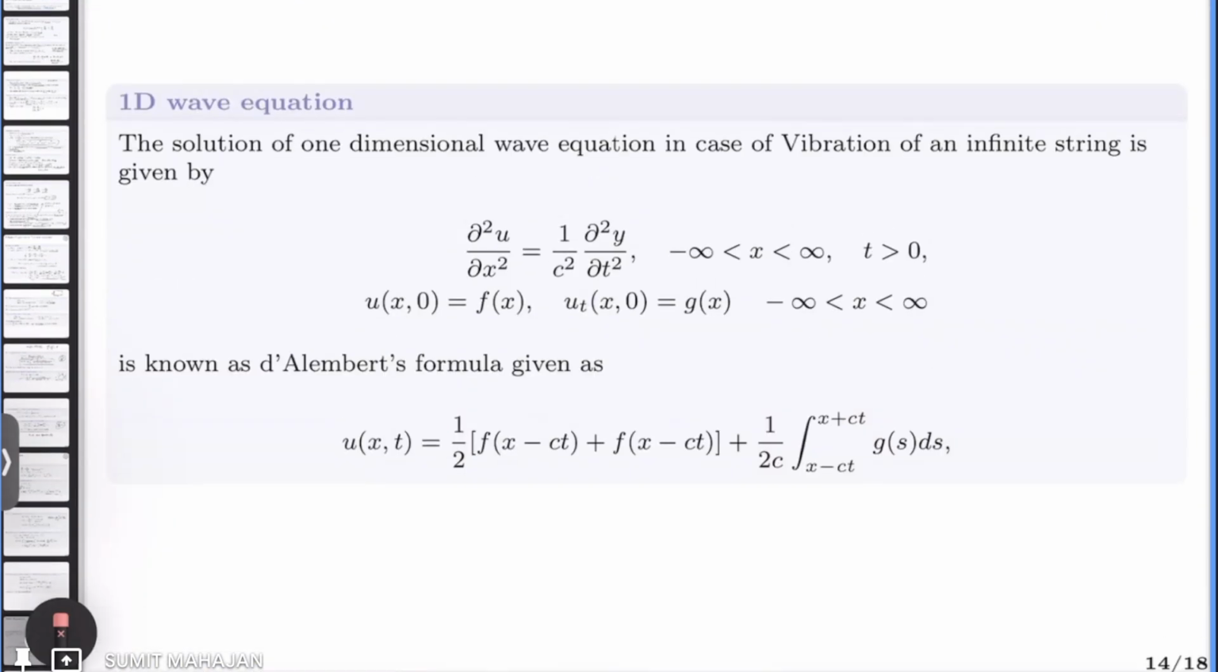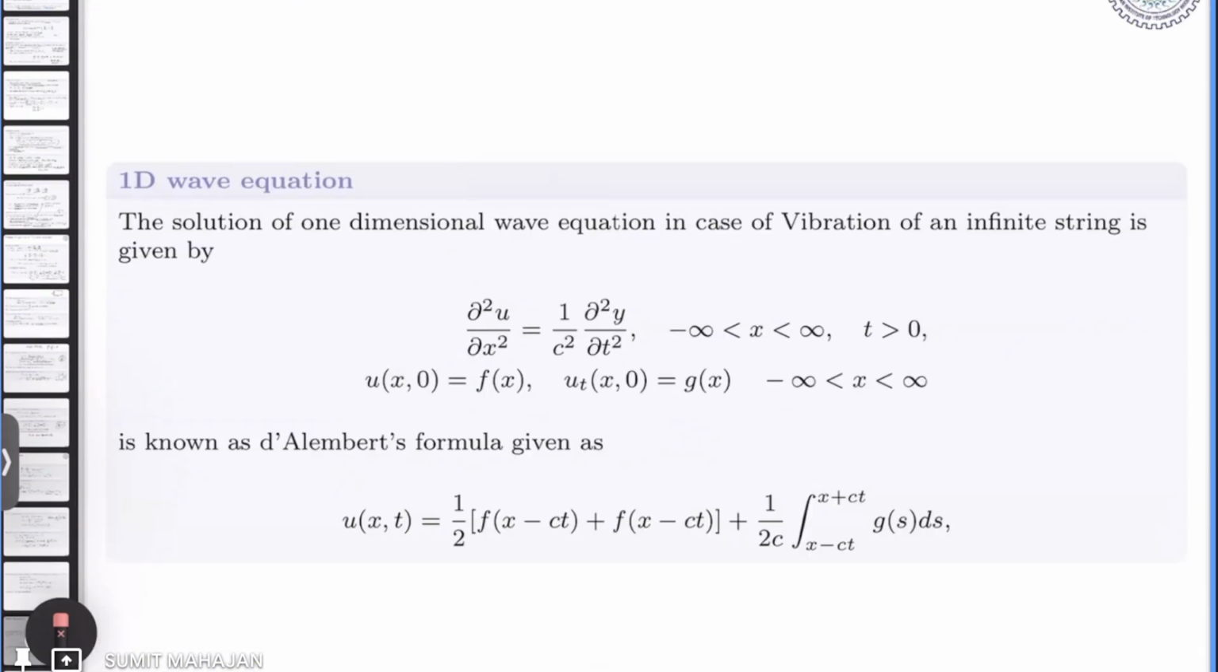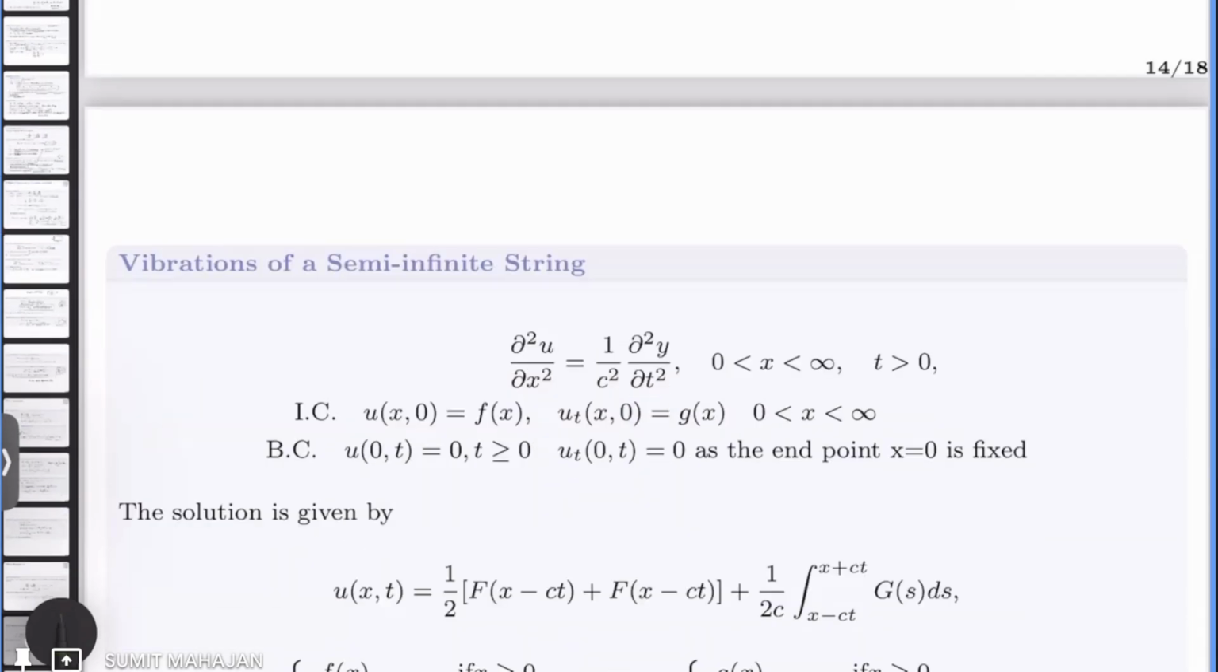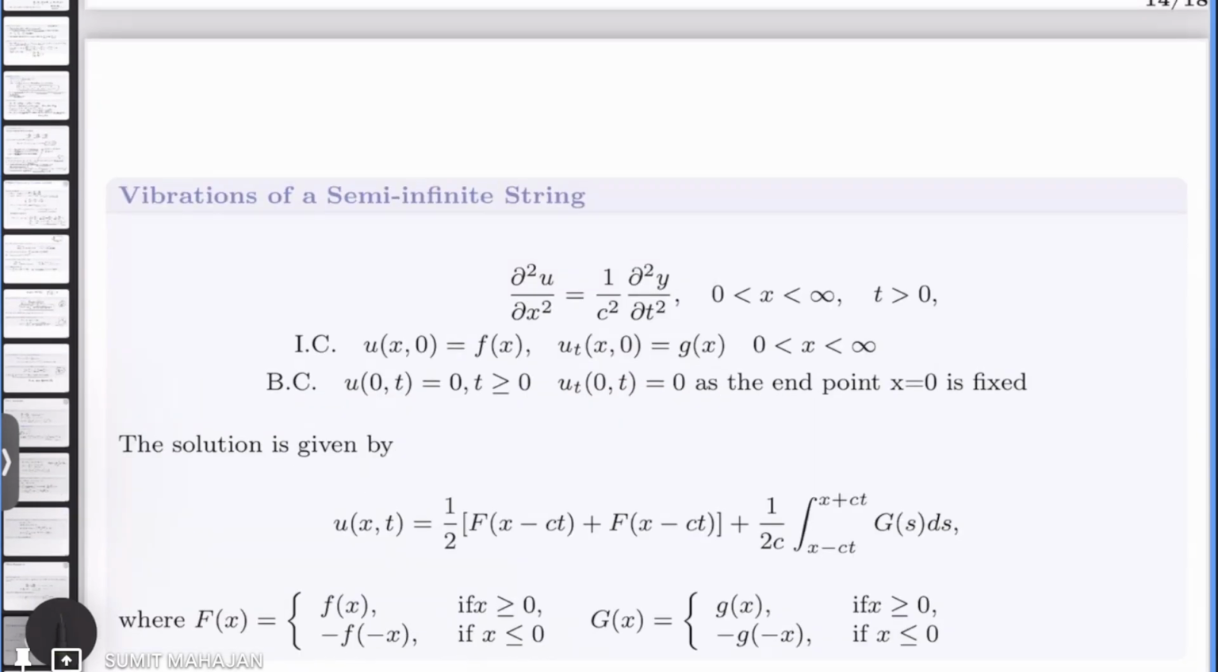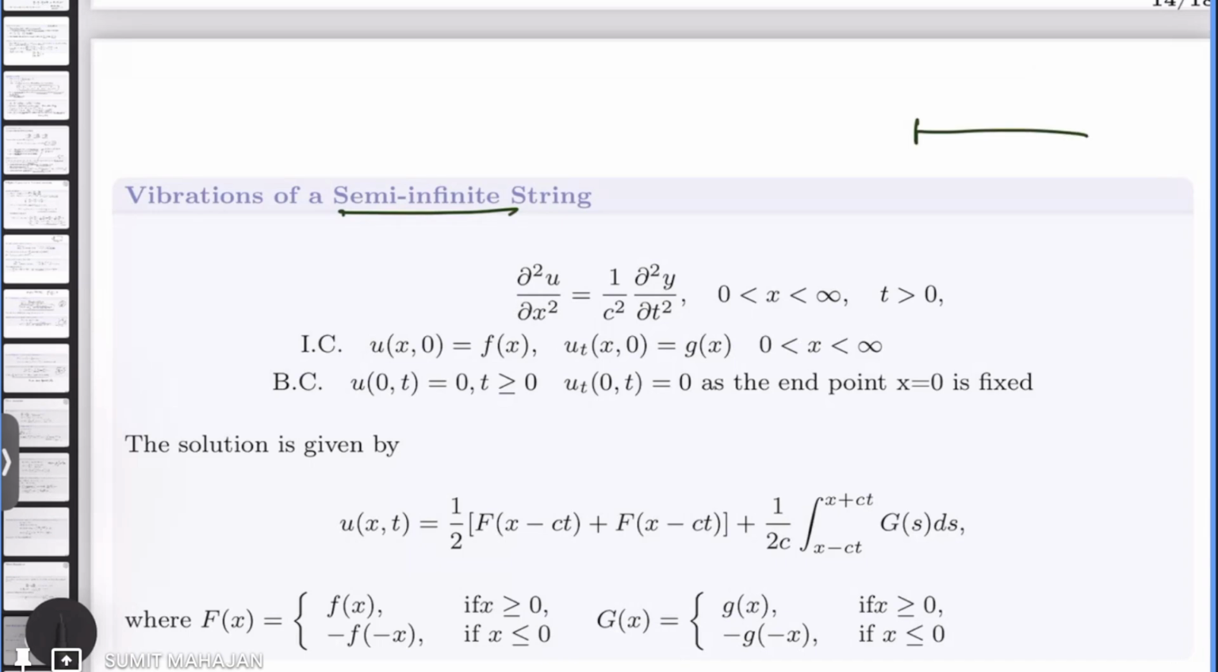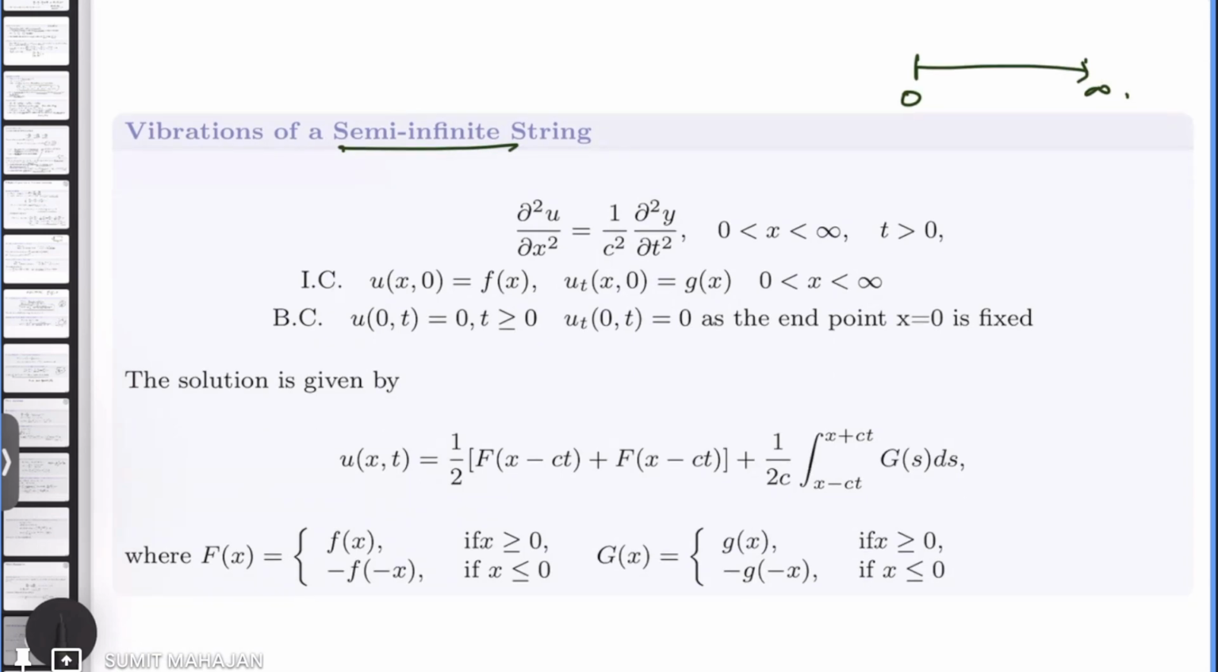Then corresponding to the wave equation, for the one dimension wave equation, we have the D'Alembert's formula. Let's say we are having a wave equation on the infinite string, and it is given with u of x comma 0 to be f of x, u t of x comma 0 to be g of x. Then in that case the solution is given by this. However, for the semi-infinite length, that is we are taking here 0 fixed and here infinity, in that case our solution u of x comma 0 is equal to f of x, u t of x comma 0 is given to be g of x.